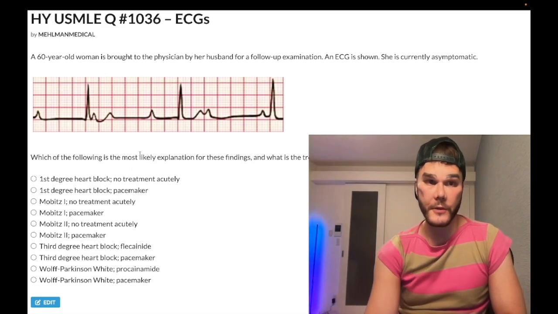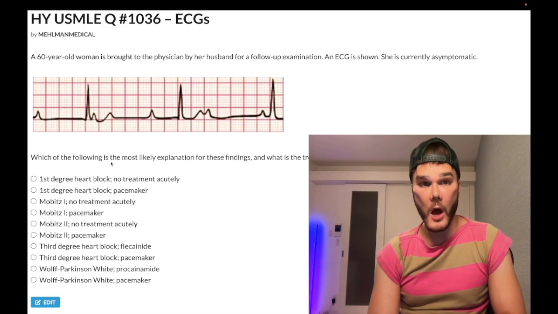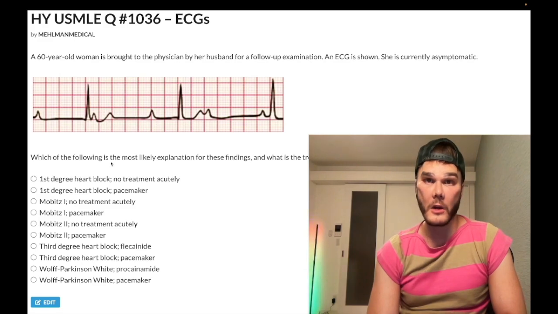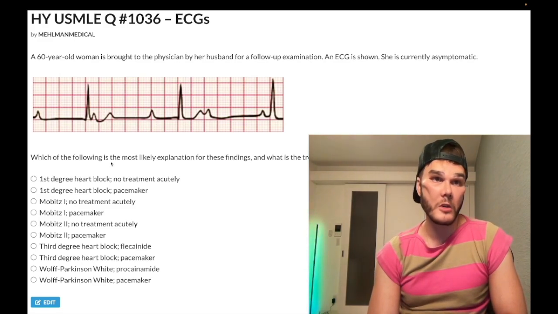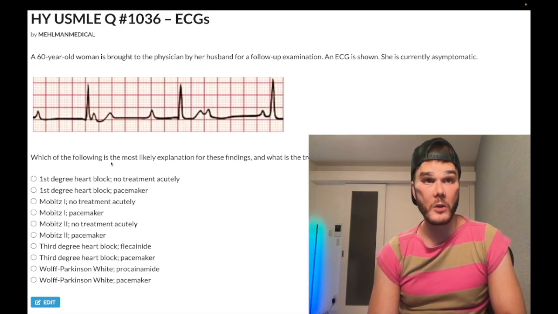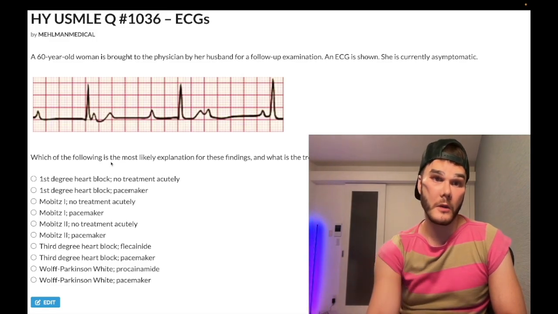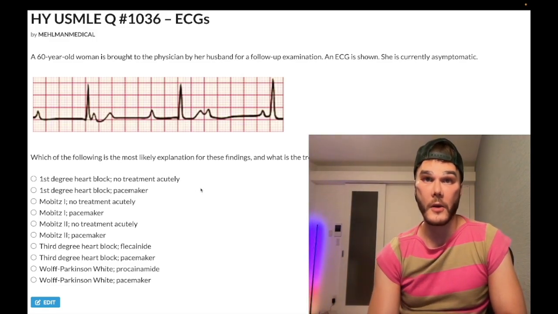If it's first degree, we're merely going to have a long PR interval greater than 200 milliseconds. The P wave that occurs before the QRS, you would just note that it looks extra long, and the patient would be asymptomatic and you don't have to treat it. The problem can be at the AV node. Wrong answer.